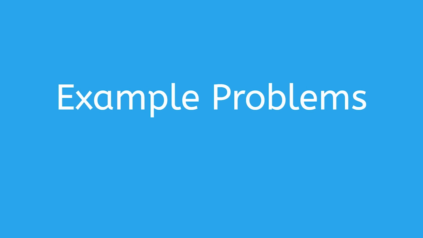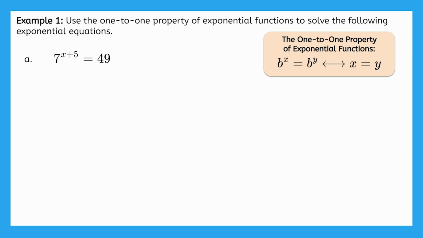Let's apply this property to solve some exponential equations. Here's the exponential equation 7 to the x plus 5 equals 49, which you'll also find in your guided notes. How can the one-to-one property help us solve an equation like this? Well, if we had the powers of the same base on each side, the property would allow us to set the exponents equal to each other. Having this in mind, pause the video and try to solve this equation yourself.